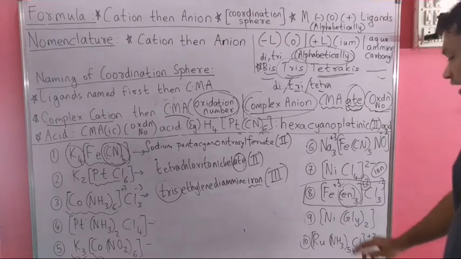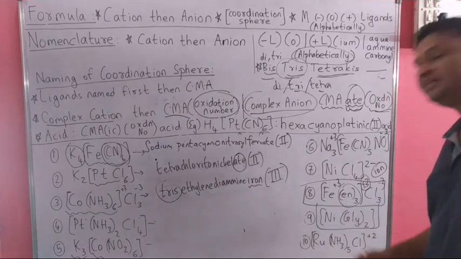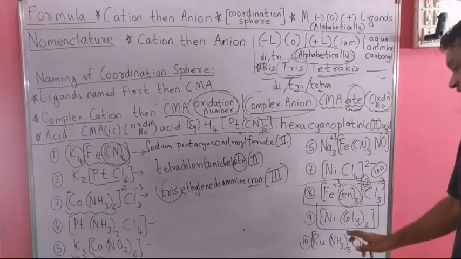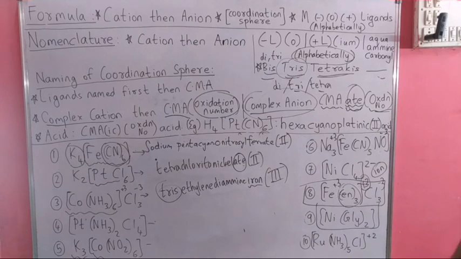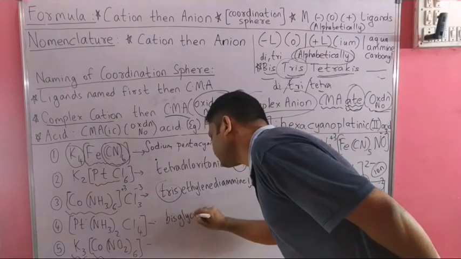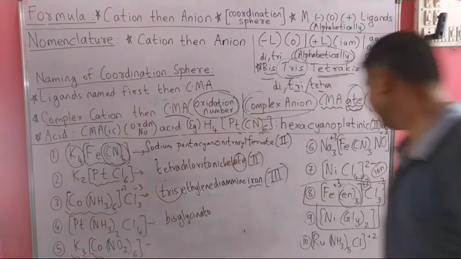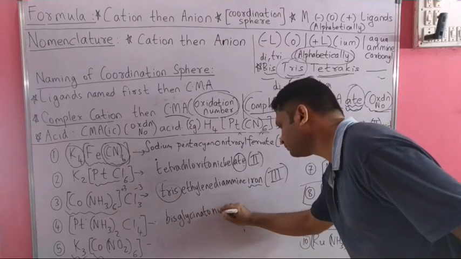Then let us name this compound now. Again, this is an important compound. So we have glycinato. This is glycinato, which is the ligand. So let us write the name of this compound. Initially we have in this case 2 glycinato. So we'll write bis glycinato, and then we have nickel.